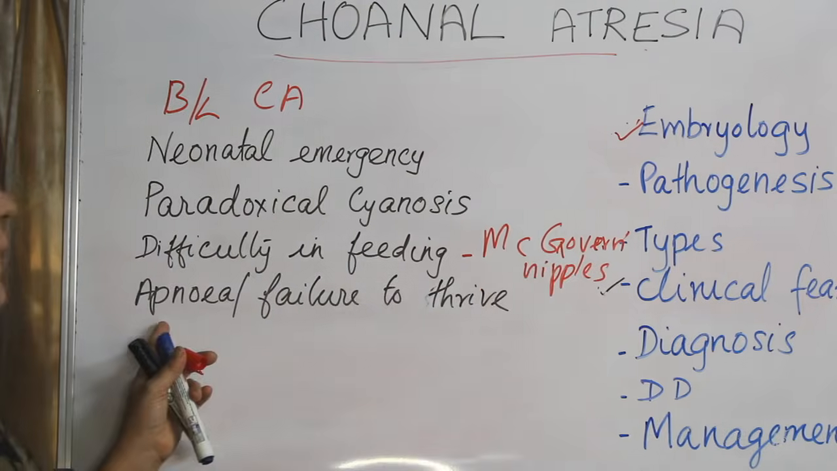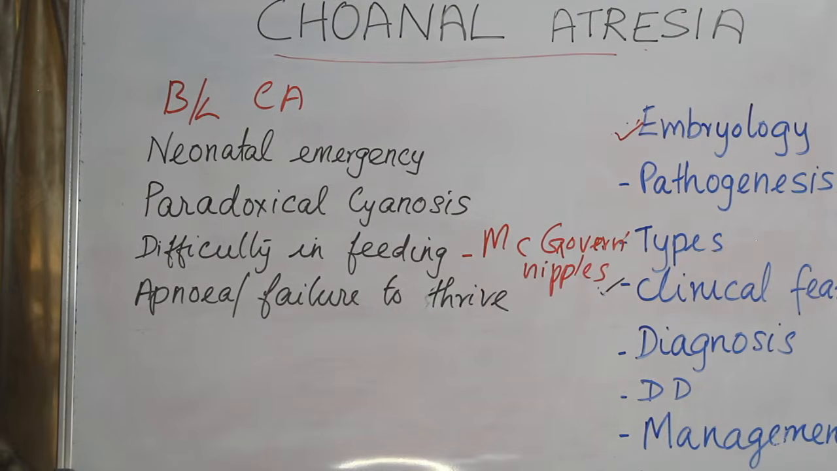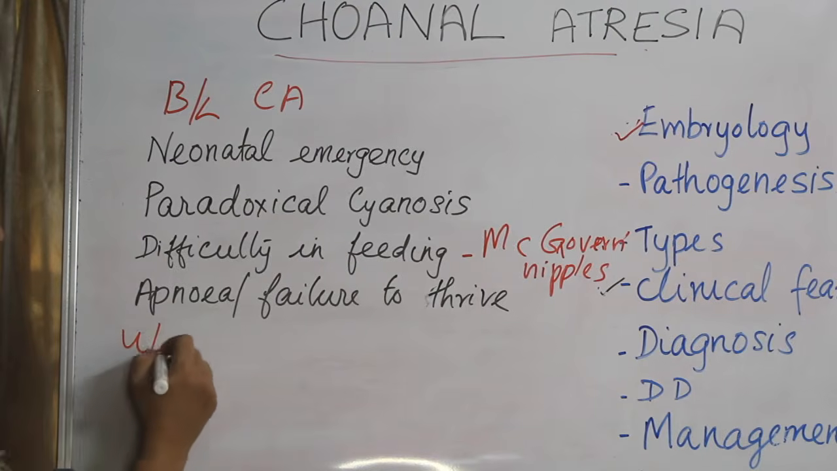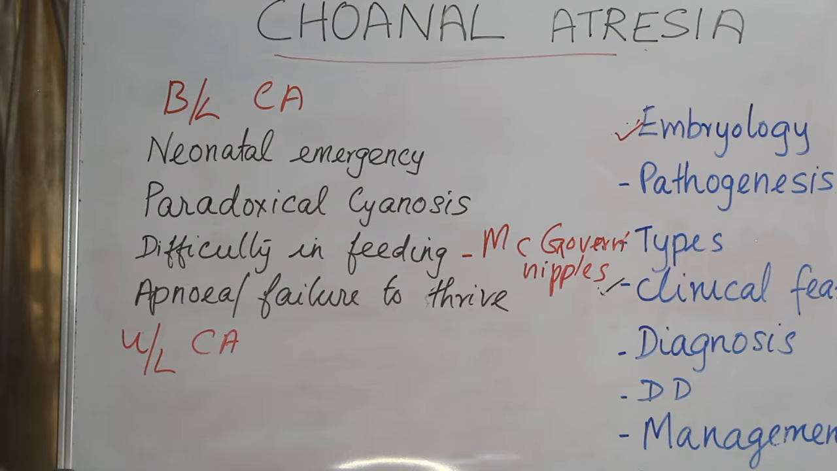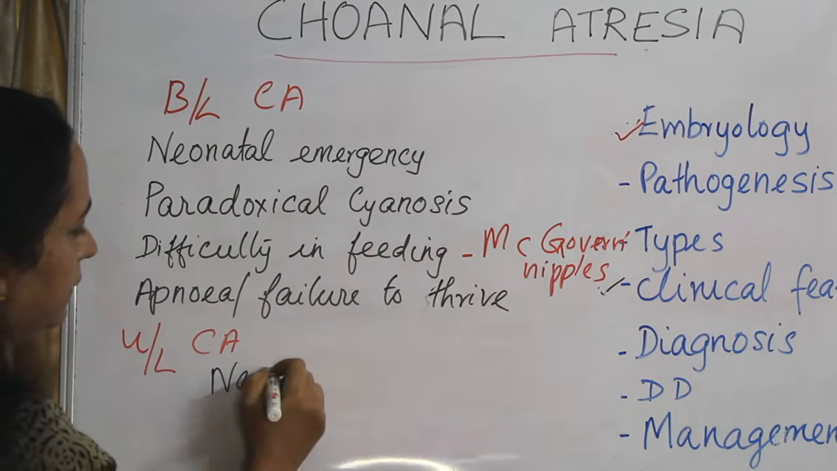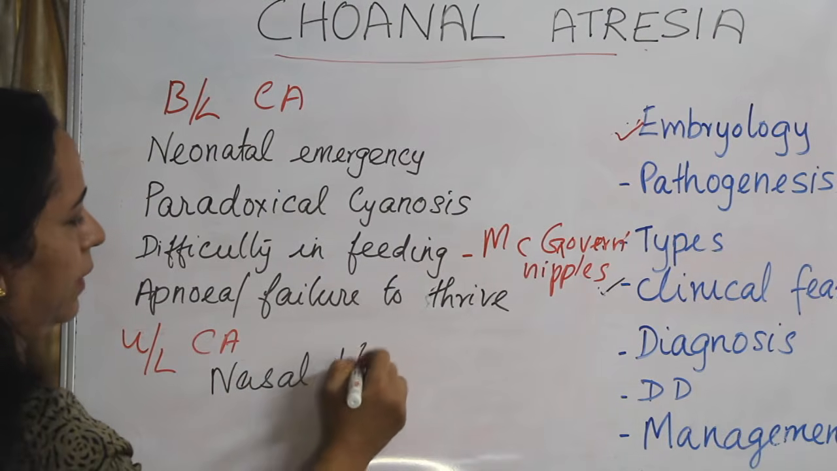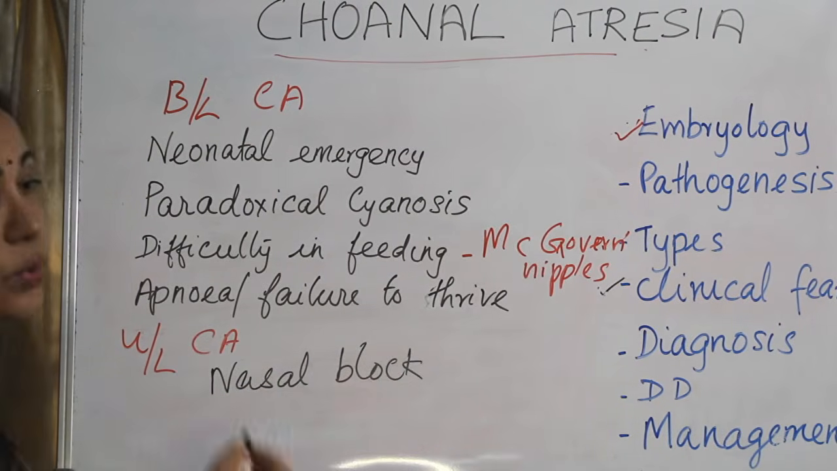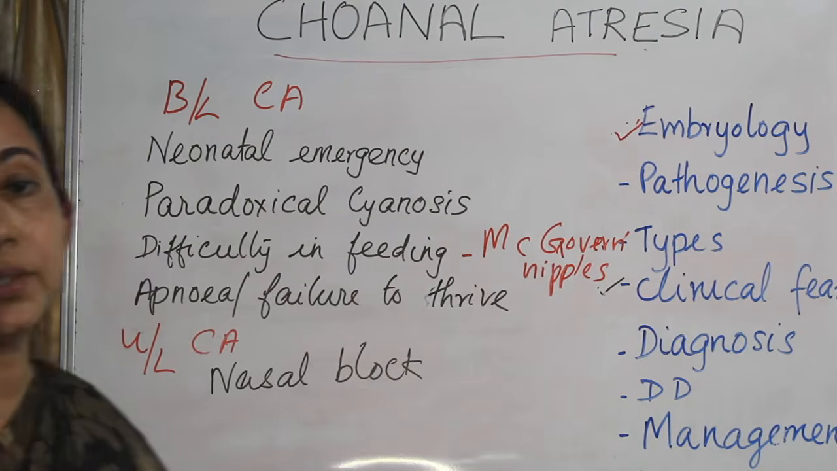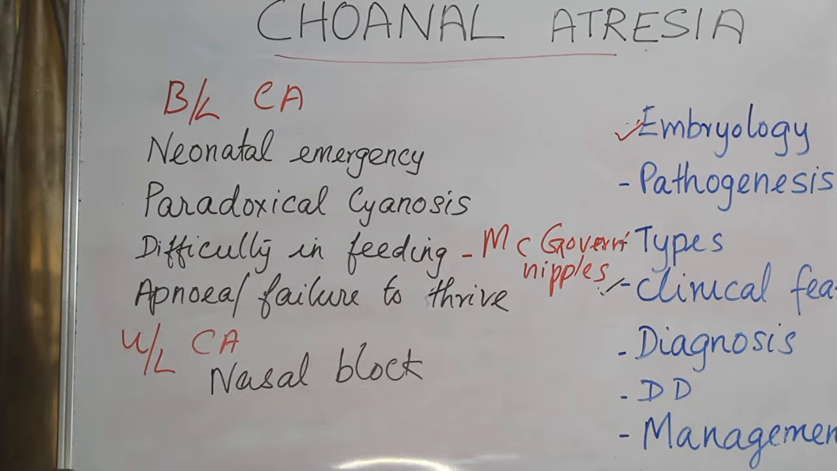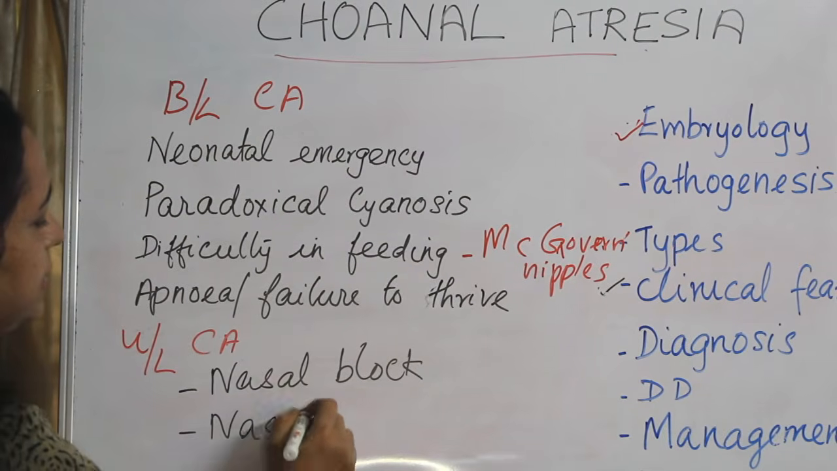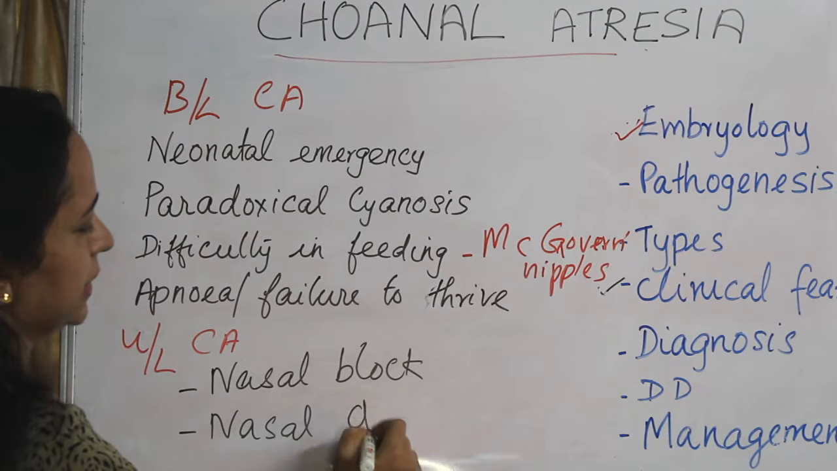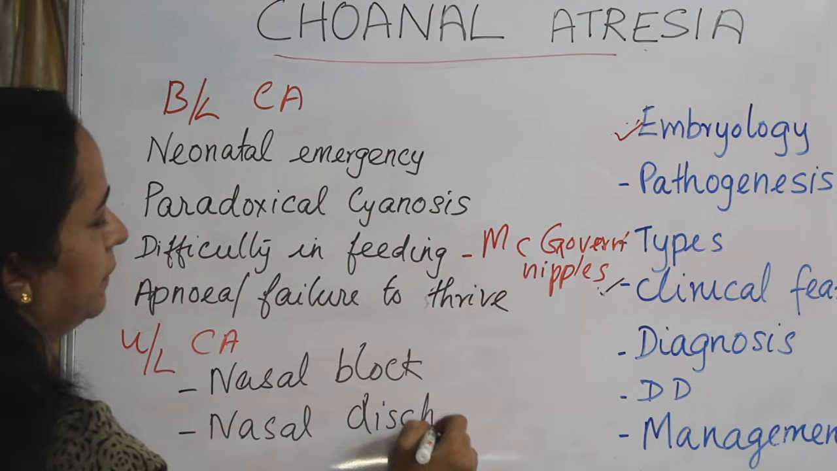And there will be apnea, and also there will be failure to thrive. But a case of unilateral choanal atresia usually presents as a unilateral nasal block or nasal obstruction, and there will be persistent mucopurulent nasal discharge which is not relieved by medical treatment. Persistent mucopurulent nasal discharge not relieved by medicine.